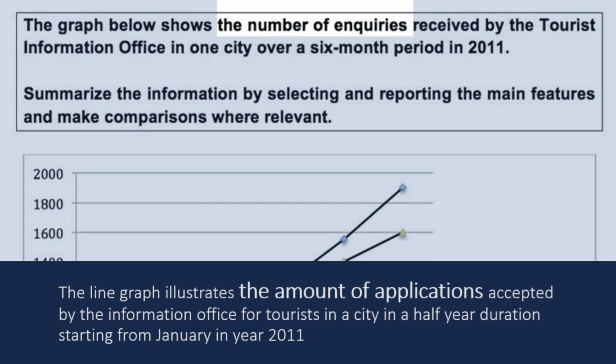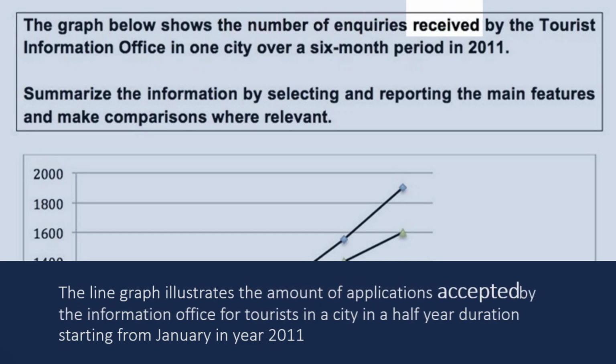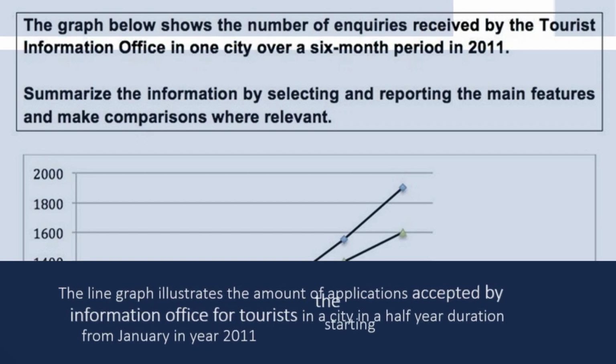So, the number of inquiries. This phrase is changed into the amount of applications. So the word number is changed into the amount, and inquiries is changed into applications. Next word is received. So the word received is changed into accepted. So that's logical. Next word.